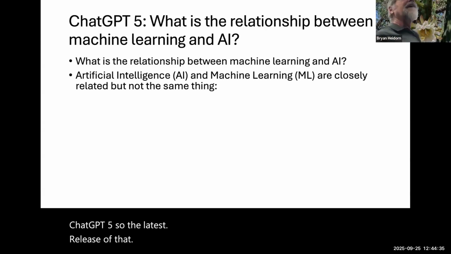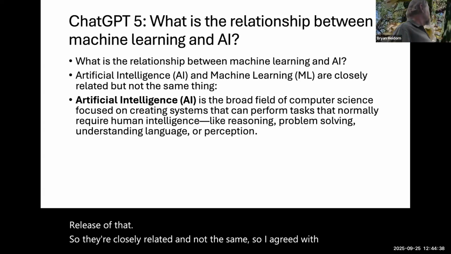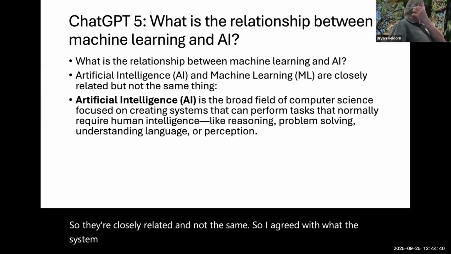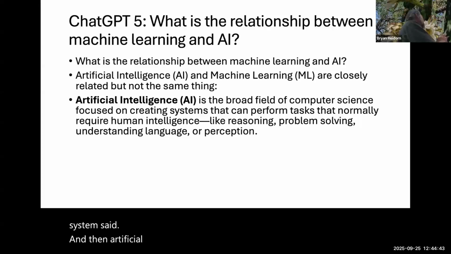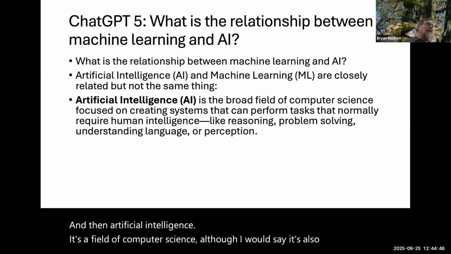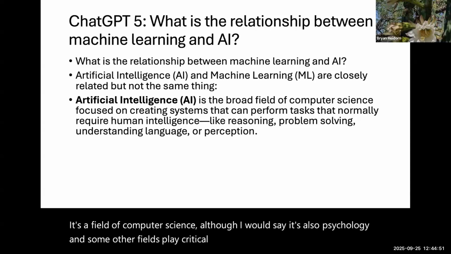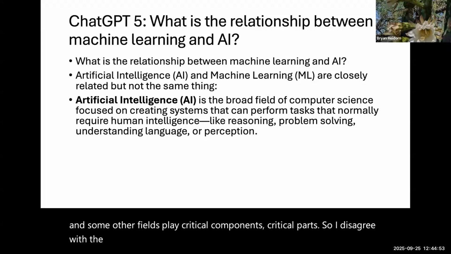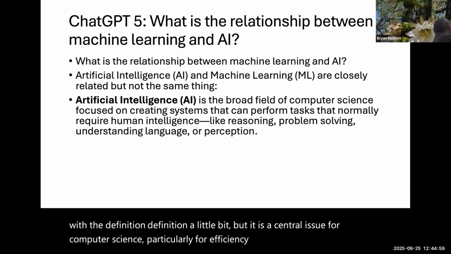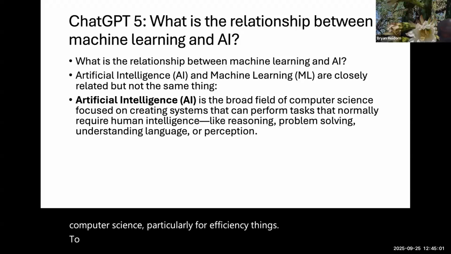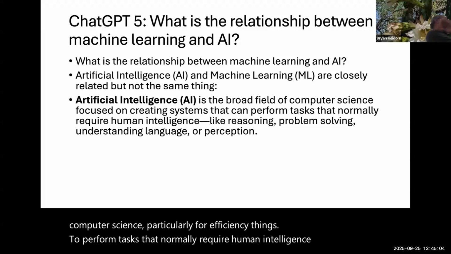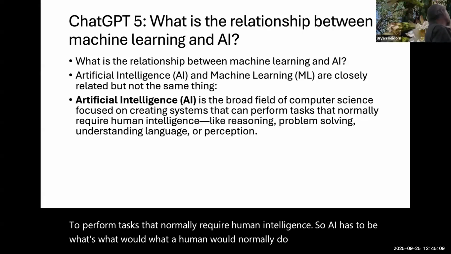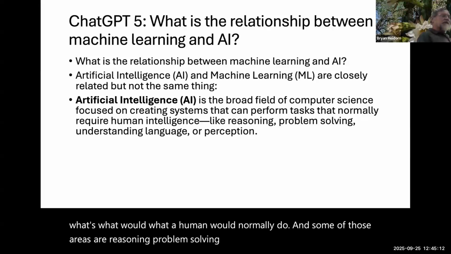They're closely related and not the same, so I agreed with what the system said. Artificial intelligence is a field of computer science, although I would say it's also psychology, and some other fields play critical parts. So I disagree with the definition a little bit, but it is a central issue for computer science, particularly for efficiency things. It performs tasks that normally require human intelligence, so AI has to be what a human would normally do. Some of those areas are reasoning, problem solving, understanding language, and perception.